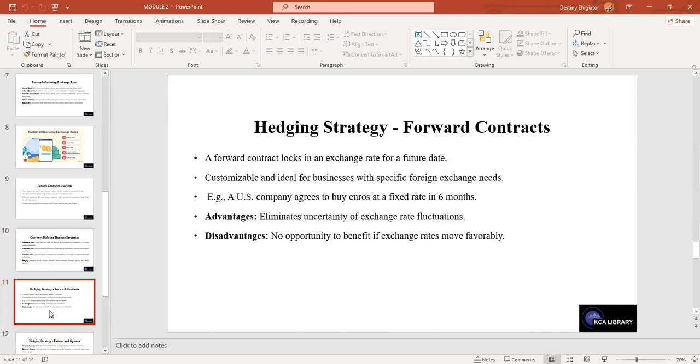It is customizable and ideal for businesses with specific foreign exchange needs. For example, a US company agrees to buy euros at a fixed rate in 6 months. The advantage is that it eliminates uncertainty of exchange rate fluctuations. The disadvantage is no opportunity to benefit if exchange rates move favorably.